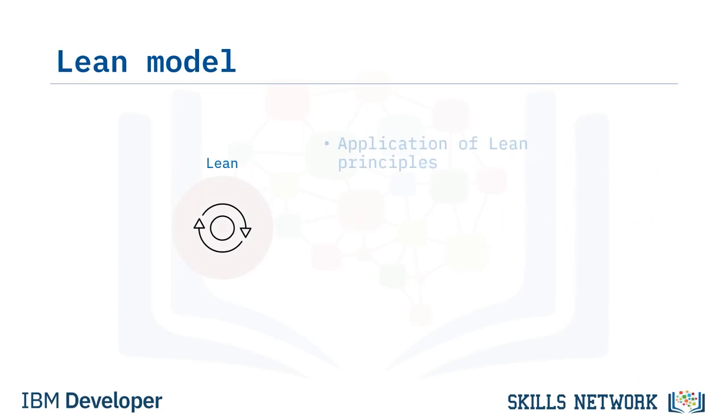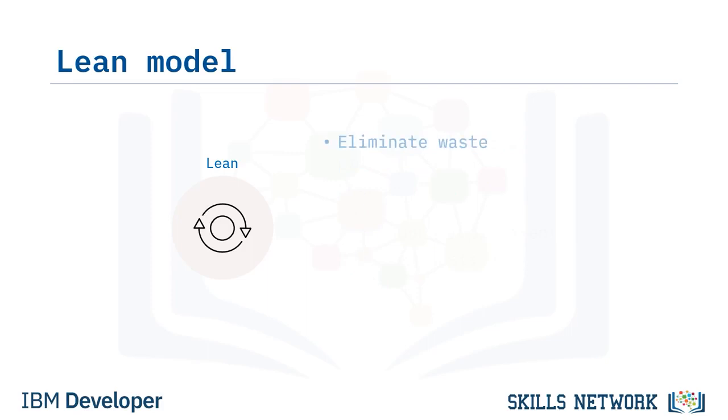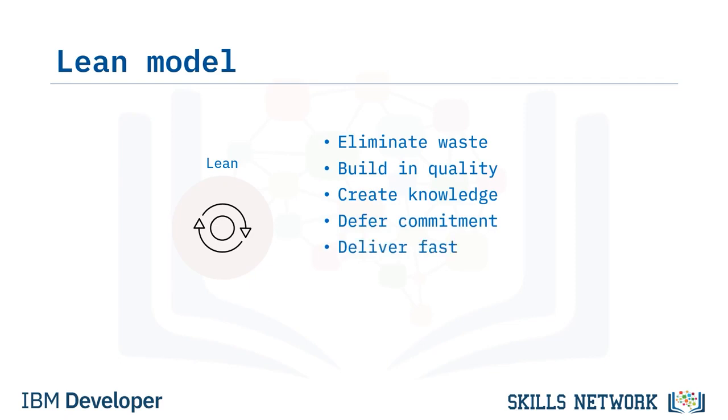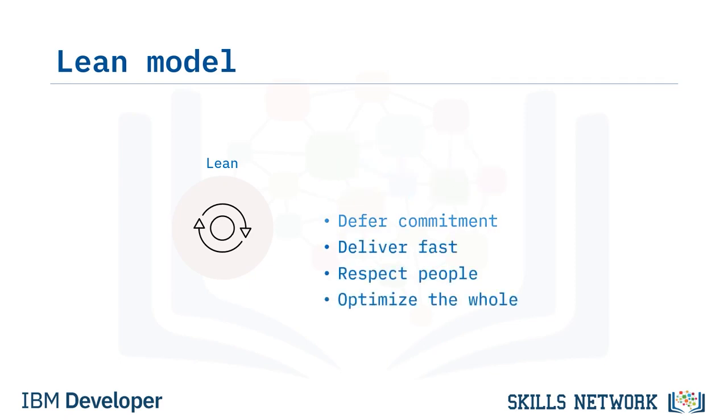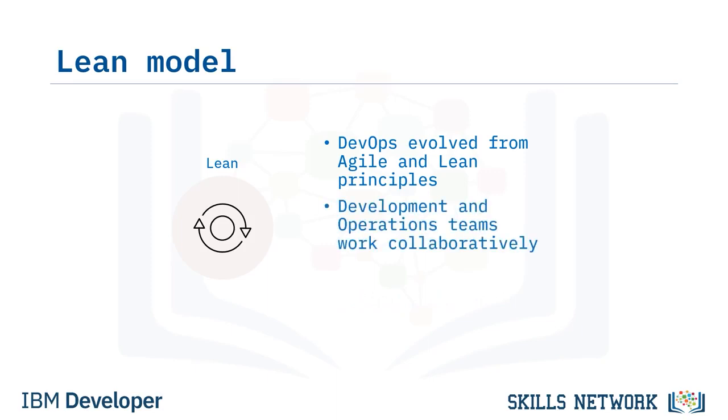The Lean model is the application of Lean principles to software development. Like Agile development, the Lean model also focuses on delivery speed, continuous improvement, and reducing waste in every phase. The Lean methodology is based on 7 principles: eliminate waste, build in quality, create knowledge, defer commitment, deliver fast, respect people, and optimize the whole. DevOps methodology evolved from application of Agile and Lean practices to operations work, wherein development and operations teams work collaboratively to accelerate the deployment of software products.